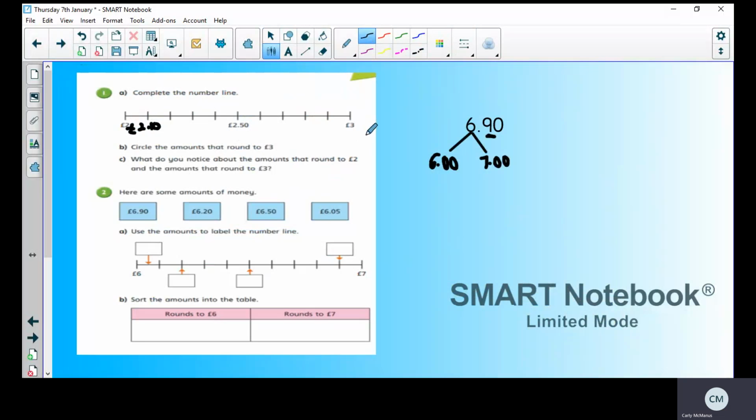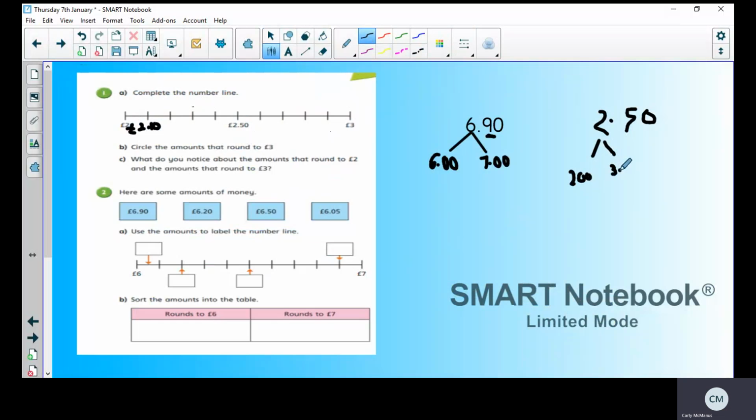Now it says you'd have to write each missing number on here, and then it says circle the amounts that round to £3. So now remember, we're rounding either to £2 or to £3. So see £2 and £3 as hundreds numbers. So if you've got £2.50, that's either going to round to 200, which is £2, or to 300, which is £3.